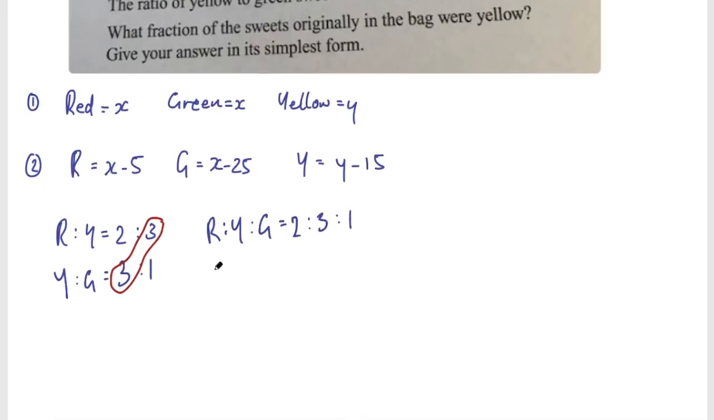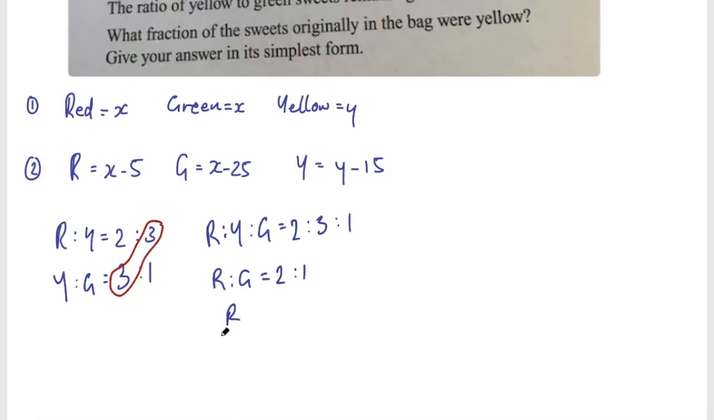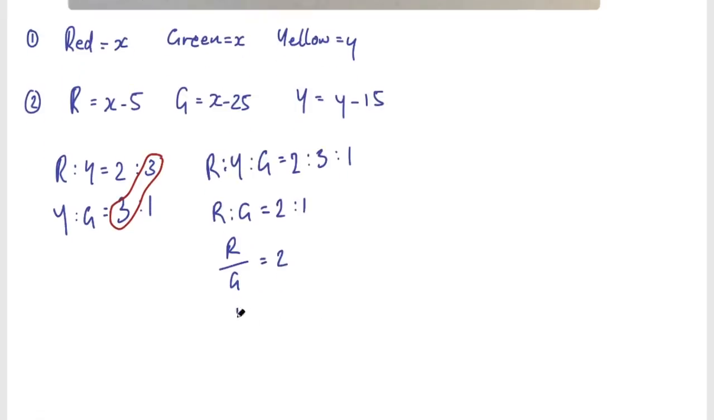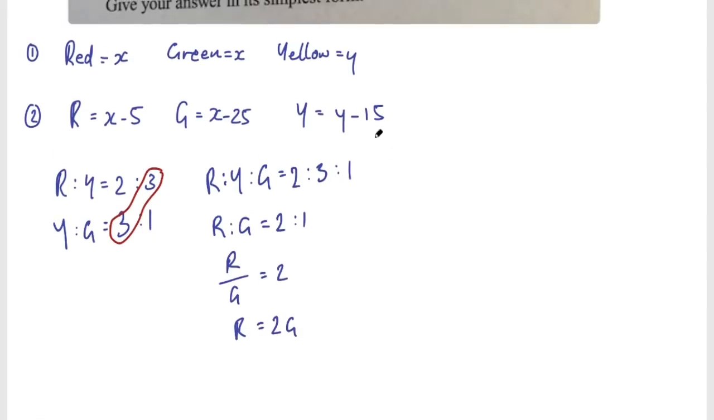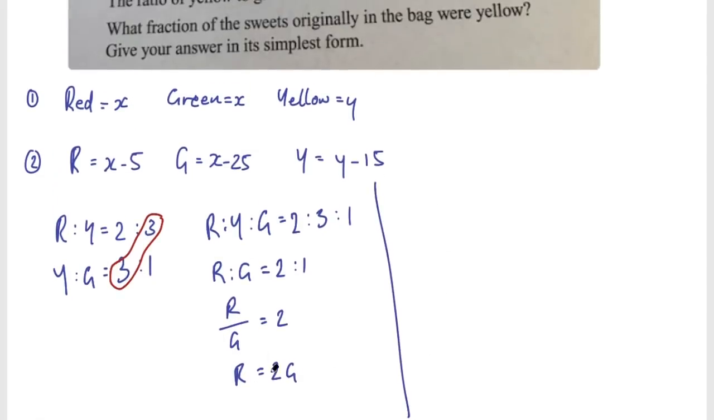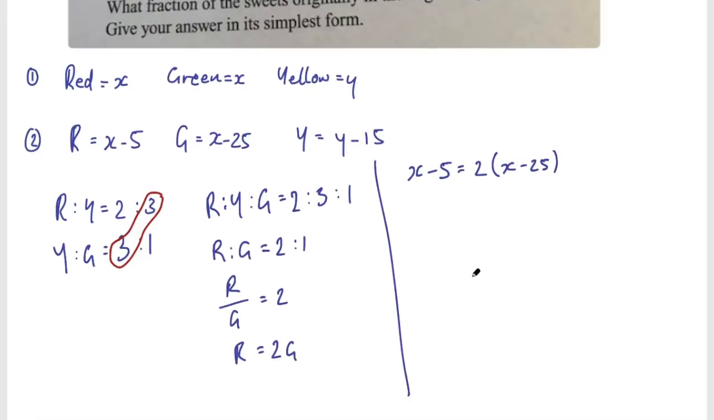What this tells me is that the ratio of red to green must be 2 to 1. So then if I rewrite that as a fraction, red over green equals 2 over 1, or just 2. So then for every red sweet, I have 2 green sweets. Okay, so now I can use that equation to say that, remember the equation I had for red was X minus 5. So I can say X minus 5 equals 2 lots of the green sweets, which was X minus 25. Then I can expand this out and solve it for X.